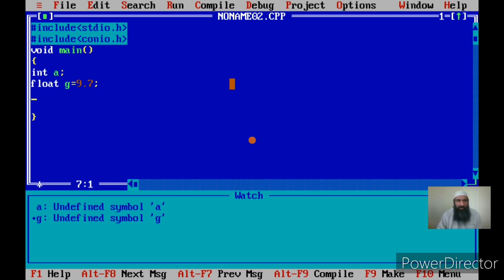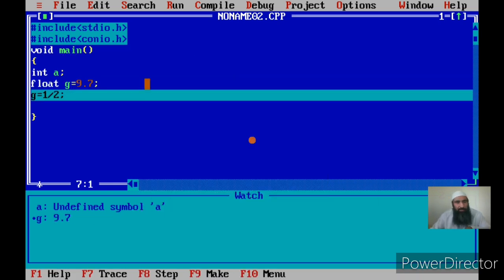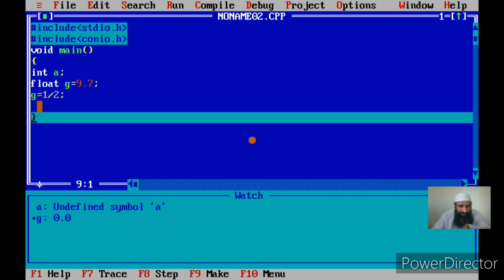Now let us see another problem. If I say G is equal to 1 divided by 2, what should be the result? You can see yourself. If I do it manually, I know if G is 1 by 2, it should be 0.5, right? We assume it like this. Let us see what result is produced. The result is 0. Why? Because it is integer by integer. Integer by integer produces an integer result.